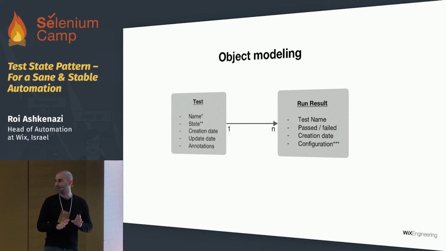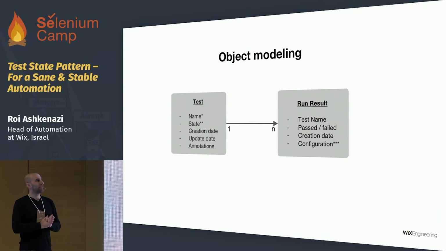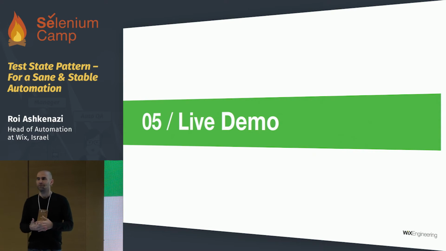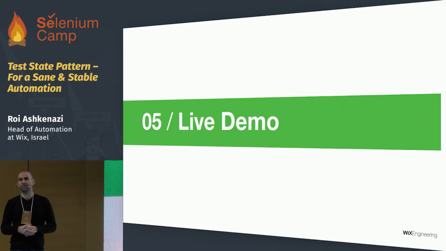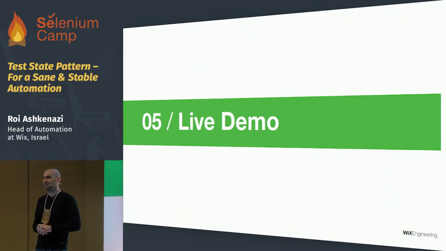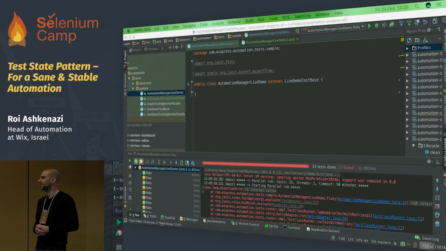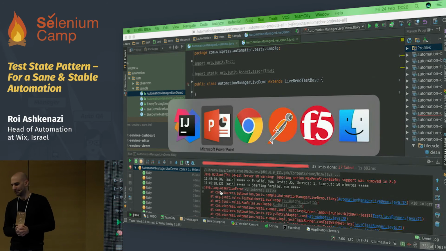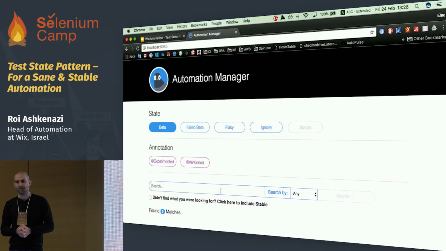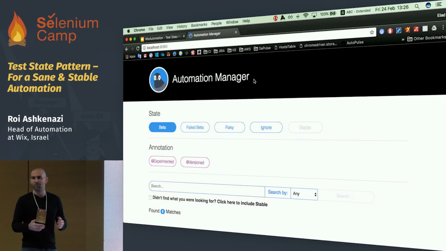So this is at a very high level, and right now I think it's a good time to try a live demo, which can be very sad if it doesn't succeed, but I think we're okay, so let's try to do it. So this is our server. It looks okay. In production, it looks better, of course, but we have our automation manager, and it's using the test state pattern in our implementation.